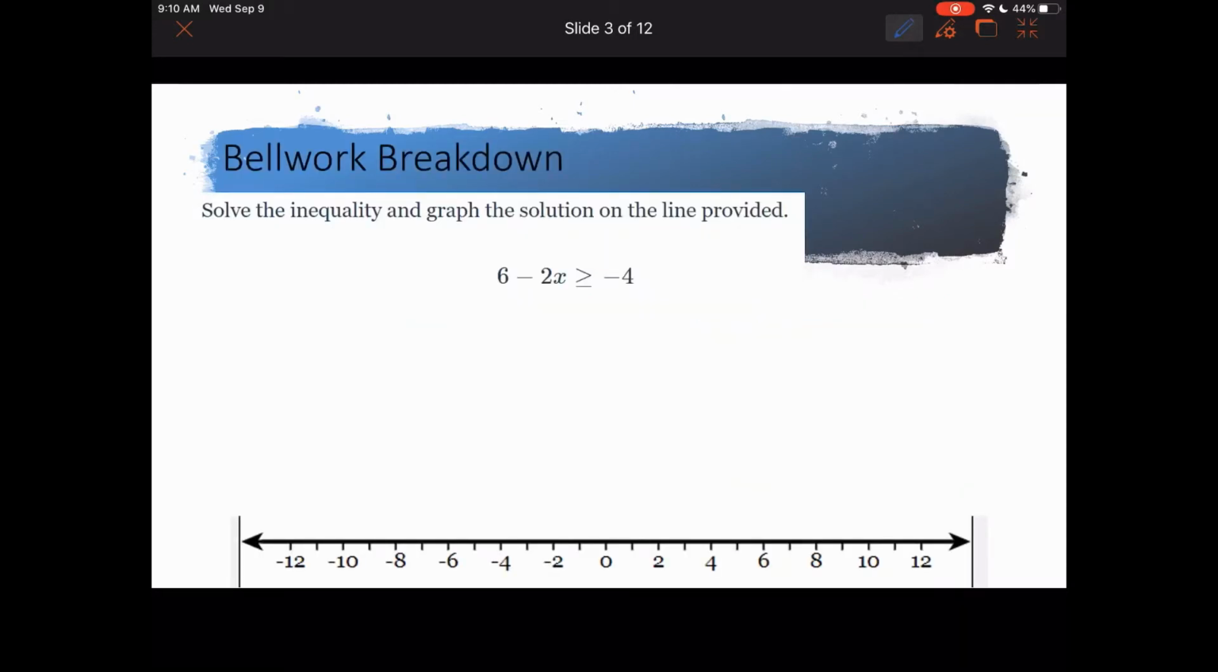Let's break down our bell work. We're trying to solve for x. Our first step is to subtract 6 from both sides. I bring down the negative 2x, and I'm left with negative 10 on the right-hand side. My next step is to divide both sides by negative 2. Because I'm dividing by a negative, our symbol is going to switch sides.